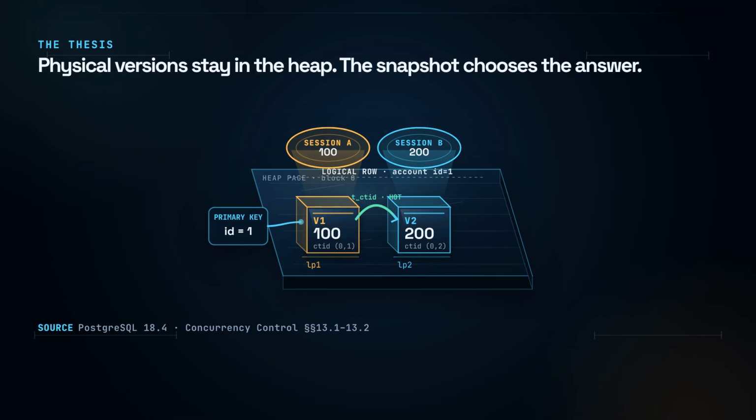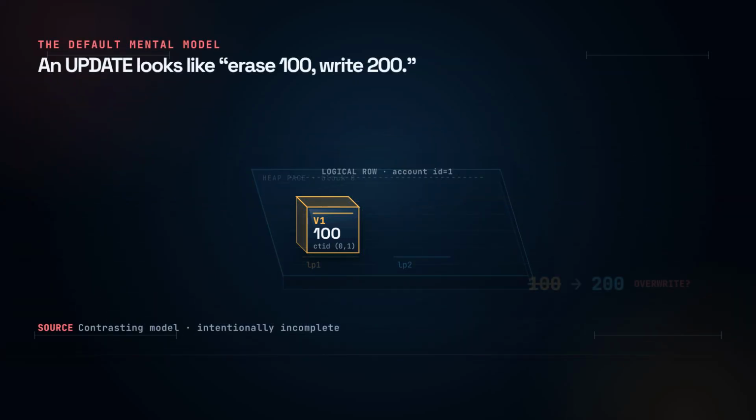Most of us begin with a simpler picture. A table has one row for account 1. Its balance lives in one box. An update opens that box, erases 100, and writes 200 in the same place.